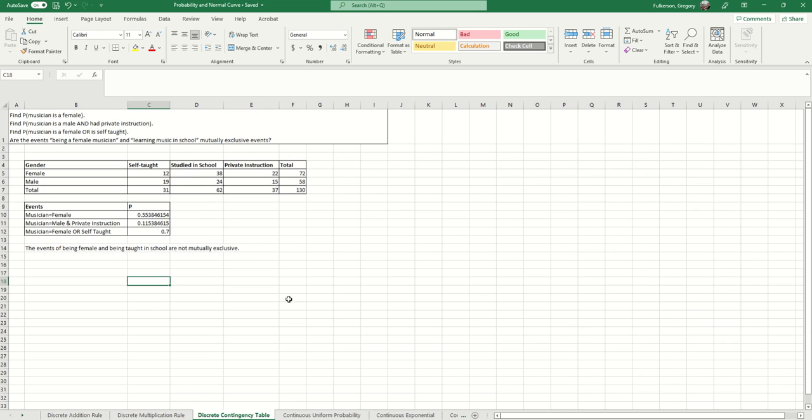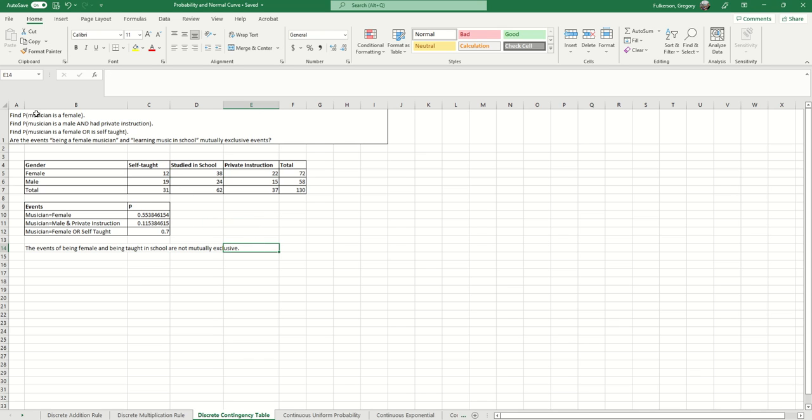So let's look at a contingency table. Here we have a table of musicians, the way that they learned their craft, how they learned to play music, and we have gender. So really the goal of this table is to see if there's a gender difference in the method of learning music. So we have 72 females and 58 males of private instruction. There were 22 females and 15 males. And then we have studied in school and self-taught.